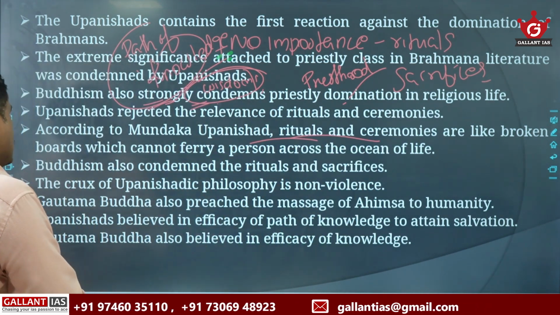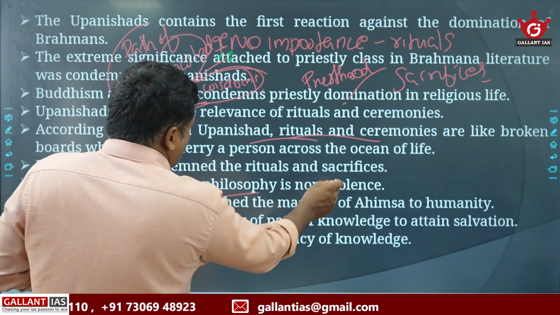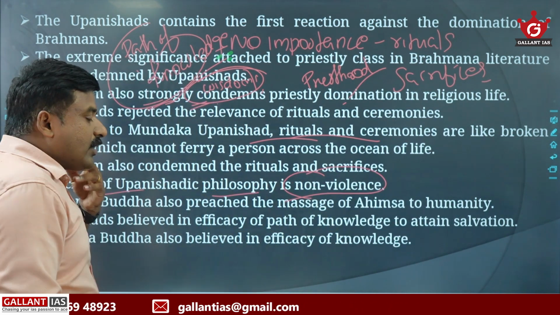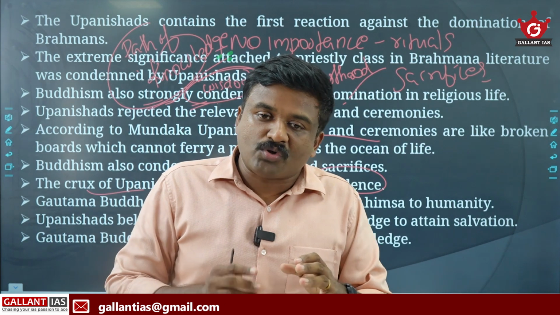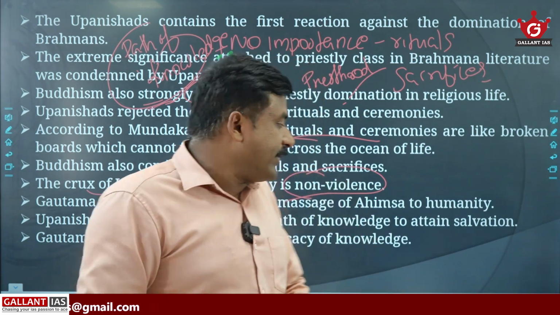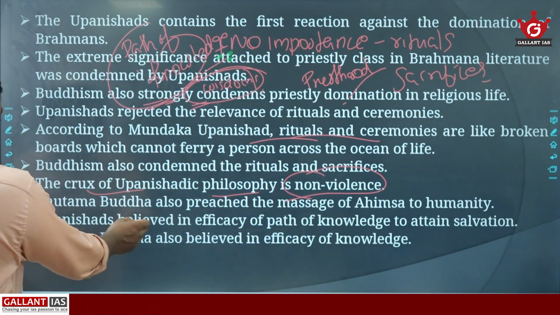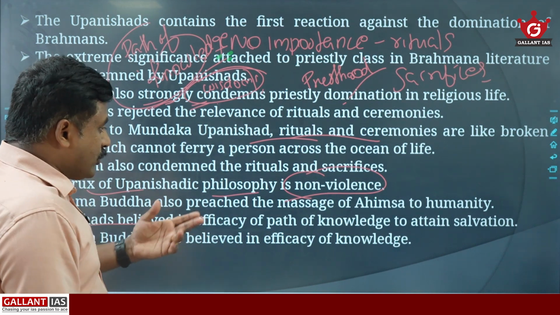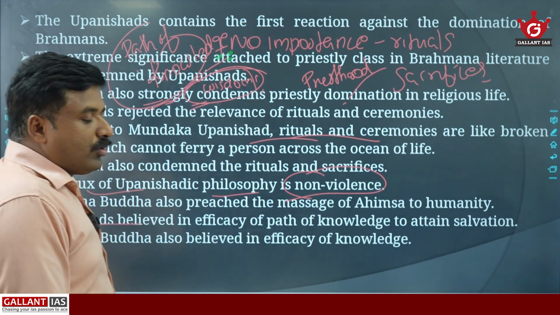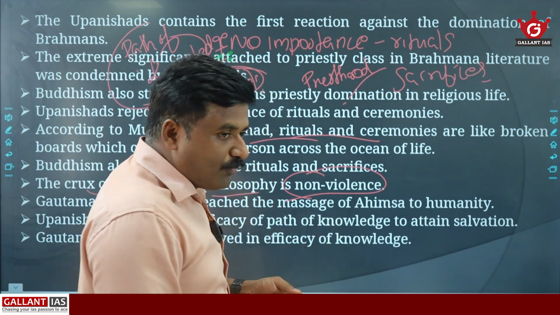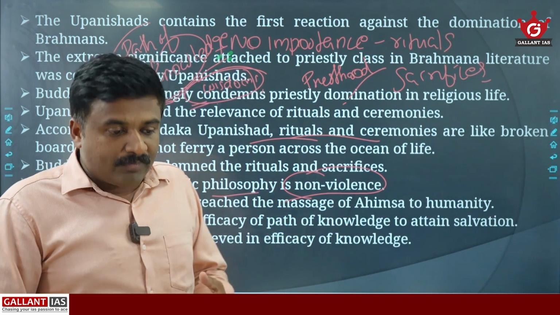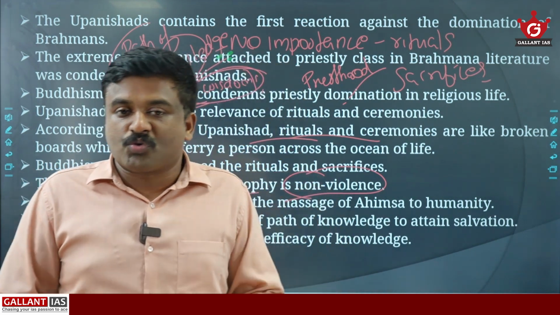And again, you can see that the crux of Upanishadic philosophy is non-violence. In a similar way, coming to Buddhism also, they give so much importance to ahimsa, or non-violence. Then see, the Upanishads believed in the efficacy of the path of knowledge to attain salvation. Gautam Buddha also believed in this efficacy of knowledge. So both believed knowledge is ultimately leading to salvation.